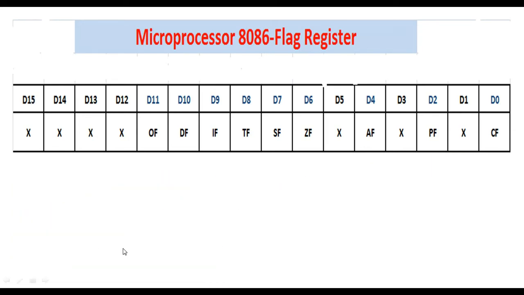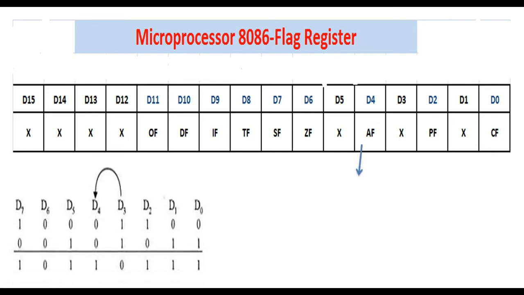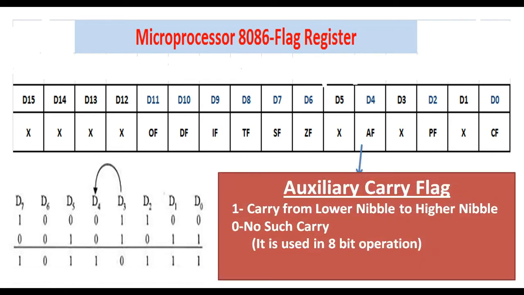Then next is the auxiliary carry flag. When an operation is performed at the ALU, that is the arithmetic and logical unit, it results in a carry or borrow from the lower nibble to the upper nibble. So what is the lower nibble? The lower nibble is the D0 to D3 bits and the upper nibble means the D4 to D7 bits.